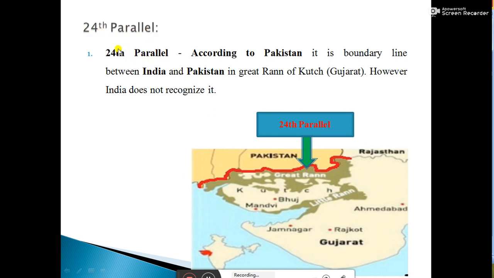The 24th parallel: according to Pakistan, it is a boundary line between India and Pakistan in the Rann of Kutch, near Gujarat. However, India does not recognize it. This portion is Pakistan. This portion is India. This is the Rann of Kutch of India. This line is the 24th parallel.